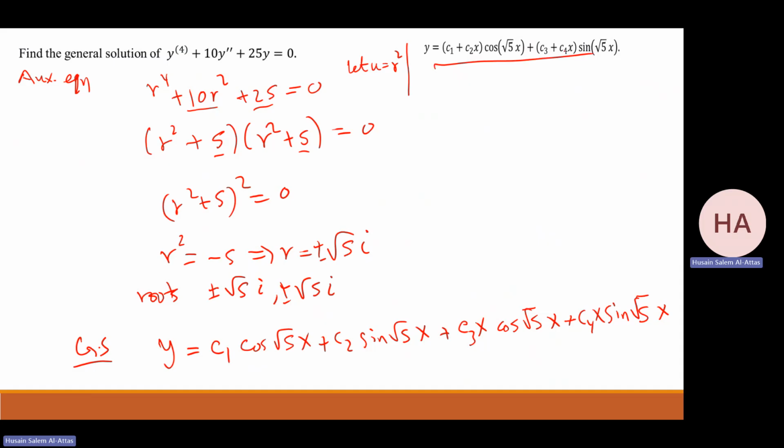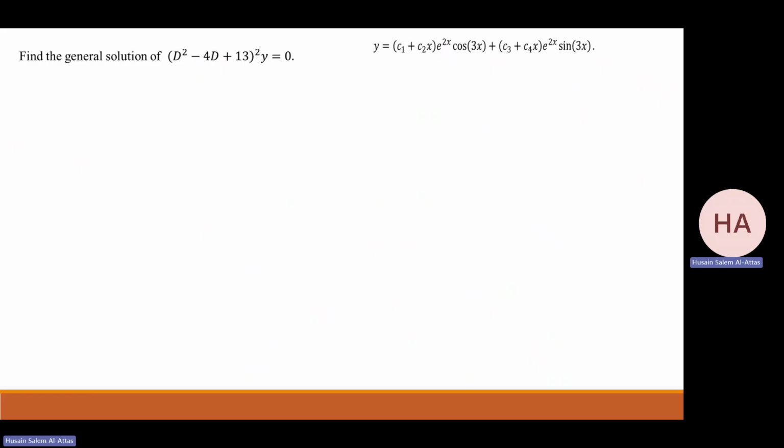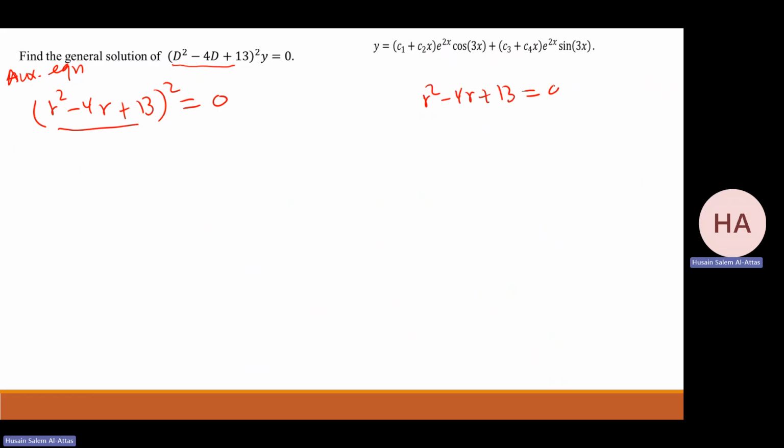Or I can write it this way, which is the same thing. Okay, that will be my general solution. This is now ready. It's good, usually when you do it as an operator, it will be easy to write it. So now I need this: R squared minus 4R plus 13, all squared, equals 0. That will be my auxiliary equation. So I need to solve this equation, which is R squared minus 4R plus 13 equals 0.